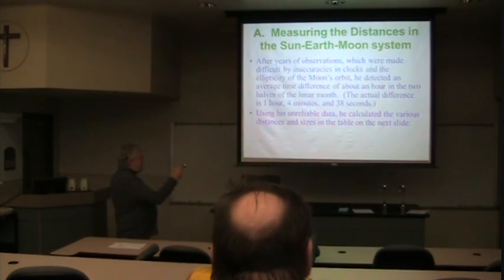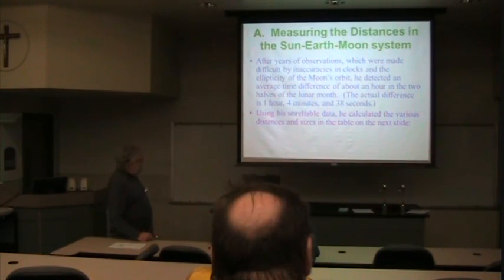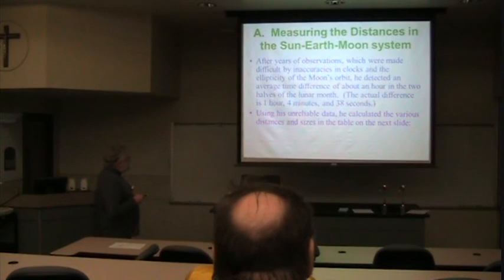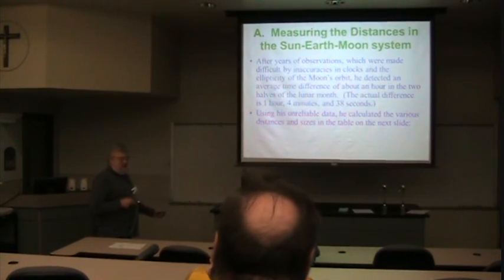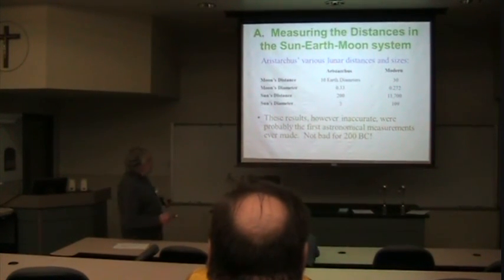The distance between first quarter through full around to the last quarter, and telling exactly when the moon is at a quarter phase is not exactly a piece of cake either. You have to make a judgment based on that. It turned out to be about an hour difference in the two halves of the lunar month. And now we know it's an hour, 4 minutes, and 38 seconds. So that was a pretty good measurement. But still, it was off enough that when he calculated things, it didn't turn out just wonderfully.